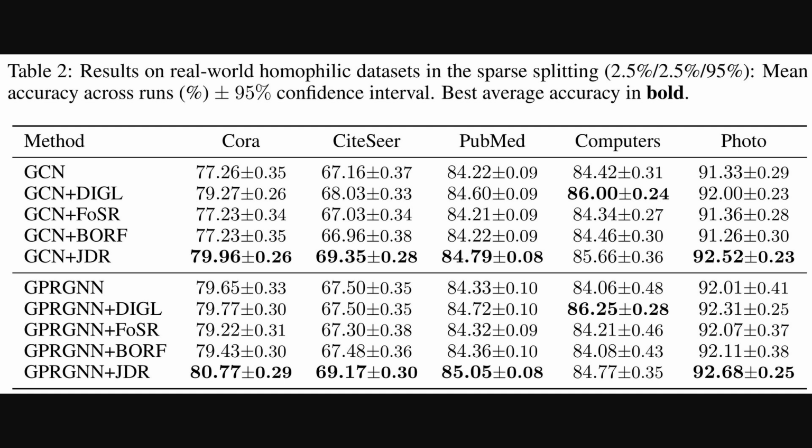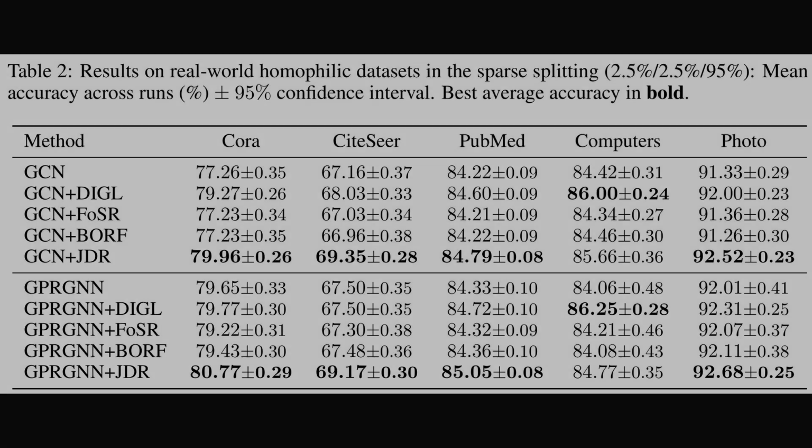So we just saw JDR shine on heterophilic graphs. Now this table shifts focus to homophilic datasets like Cora, CiteSeer, and PubMed. And, well, the story is quite similar. If you look at the bolded numbers, JDR combined with GCN or GPR-GNN again consistently achieves top performance across these datasets. It really shows the broad applicability of jointly denoising the structure and features, not just for tricky graphs.